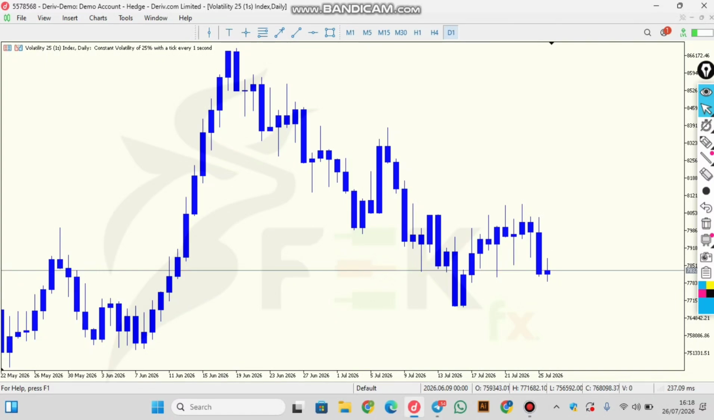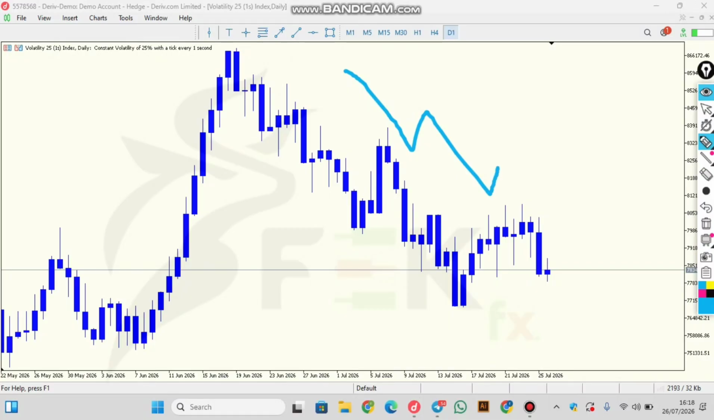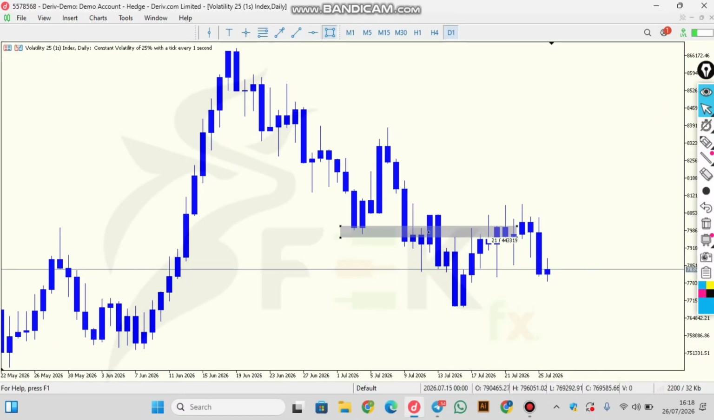So without wasting our time, let's go into the synthetic indices pairs I will be looking to take trades on in the course of the week. The first on my list is Volatility 25-1s. If you check this chart now, this market is making lower low, lower high, lower low, lower high, lower low, lower high. This simply means the market is on a downtrend. And when the market is on a downtrend, you don't want to see yourself buying.